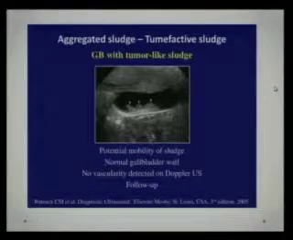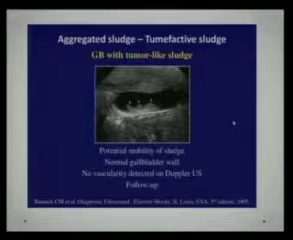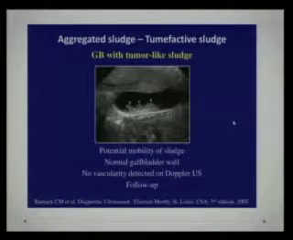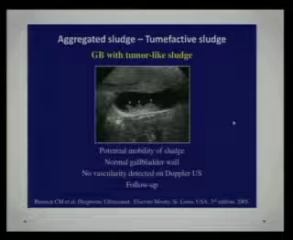Aggregated sludge, that is also known as tumefactive sludge. We have discussed this in many of our settings. So tumefactive sludge is nothing but sludge that resembles a tumor. That's all it means, or sludge that looks like tumor. It's gallbladder with tumor-like sludge. Let's see this example. There is nodular, mass-like echogenicity seen along the posterior wall of the gallbladder. If you show me this grayscale image, there is really no way I can differentiate tumefactive sludge from tumor.